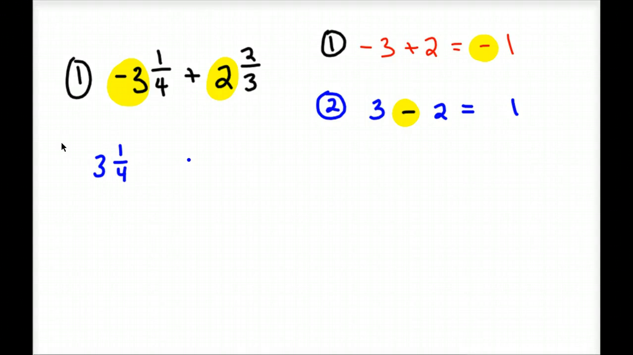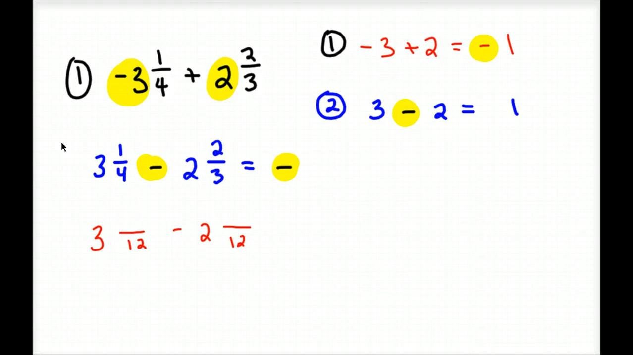So let's write these two fractions from greatest to least. So 3 and 1/4, 2 and 2/3. Now my major operation, as we concluded, is going to be minus, and our sign will be negative. So now we just have 3 and 1/4 minus 2 and 2/3. Again, we need a common denominator when adding and subtracting fractions, which will be 12.